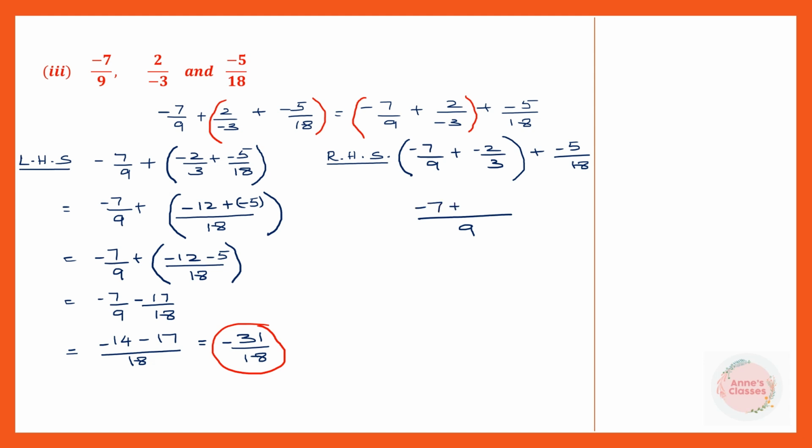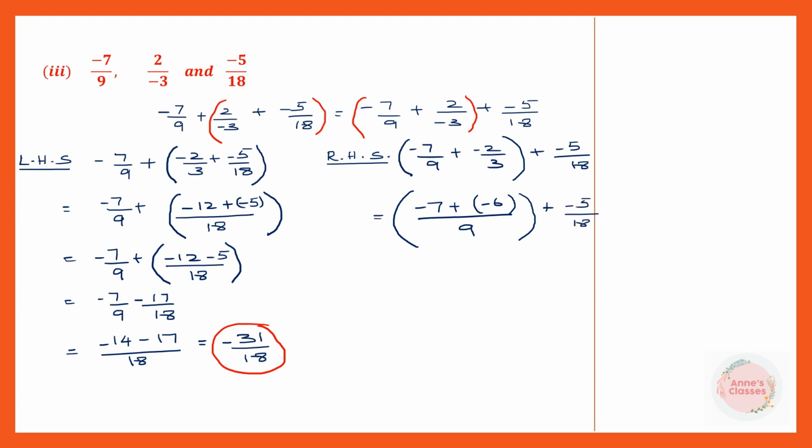Now look at the second rational number, it's minus 2 by 3. So let's take that here, minus 2 by 3 and multiply it with the LCM which is 9. Cancel 3 and 9. So 3 ones are 3, 3 threes are 9. Multiply these two, minus 2 into 3 is minus 6. So we can write that here. So this is minus 6 plus minus 5 by 18.